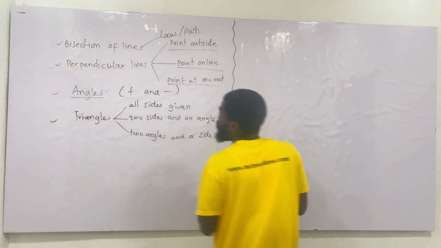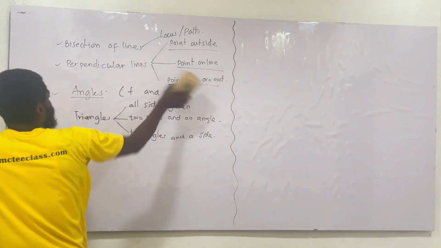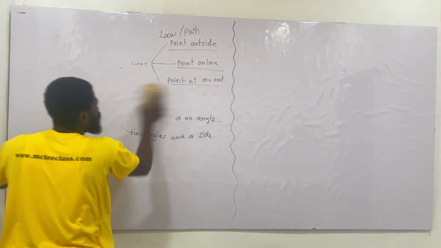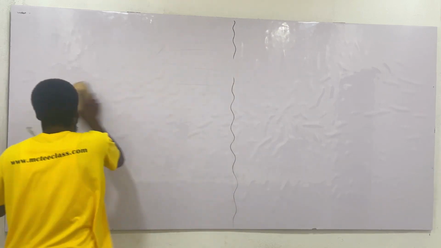Let's be quick and go into it. So first of all, I'm going to look at bisection of a line. I hope you've written this down. This is basically the structure of today's lesson. Let's go deep into it and see. Very fast, but you understand. All right, you get it.